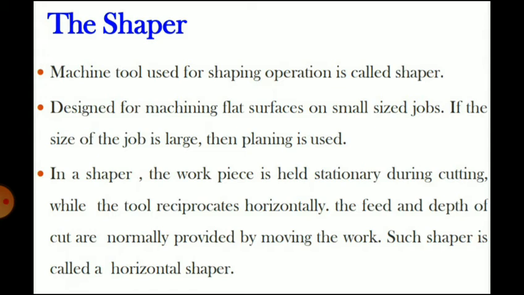The cutting tool is held in a ram that reciprocates the tool in a linear direction across the workpiece held on the table of the machine. The work is fed at right angles to the direction of the ram in small increments at the end of the return stroke. In a shaper, the workpiece is held stationary during the cutting while the tool reciprocates horizontally, and the feed and depth of cut are normally provided by moving the work. Such a shaper is called a horizontal shaper.